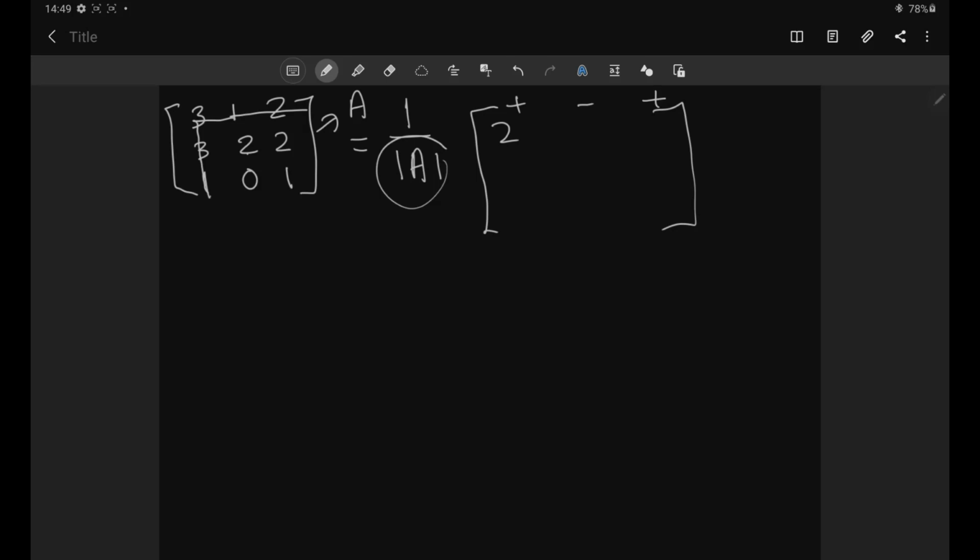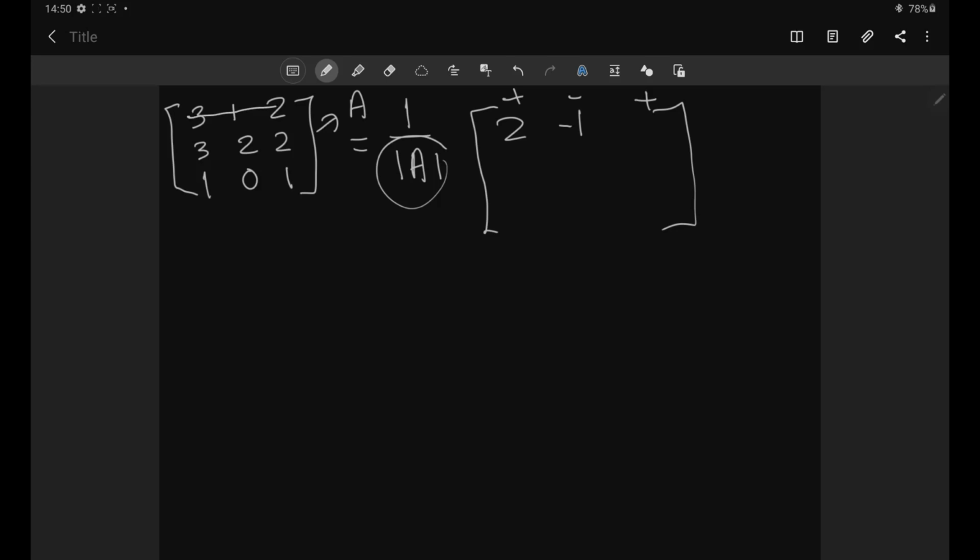Okay, and then equal to 2 here. The first row and then the second column: 3 times 1 equal to 3, minus 2 times 1 equal to 2. 3 minus 2 equal to 1, right? Equal to 1. But here the signs are plus, minus, plus, right? So here must be negative 1.